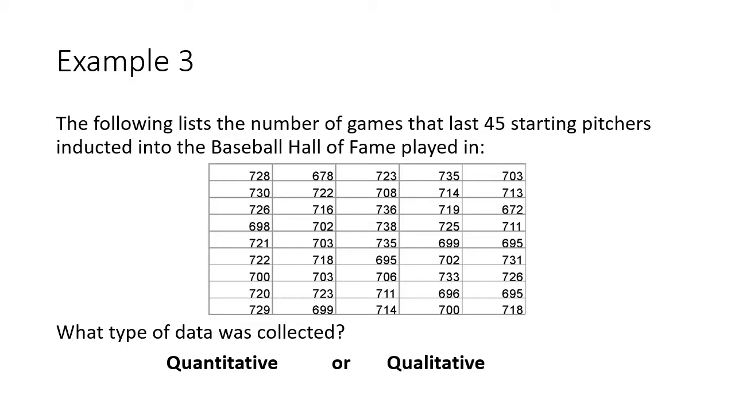Now again, what type of data are we collecting? Always that important question. Well, in this case, it should be fairly obvious that this is quantitative data, right? We're clearly collecting numbers. We're collecting how many games they played in, and that is a number. It is going to be quantitative data.